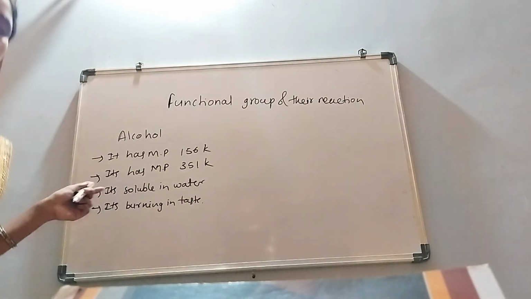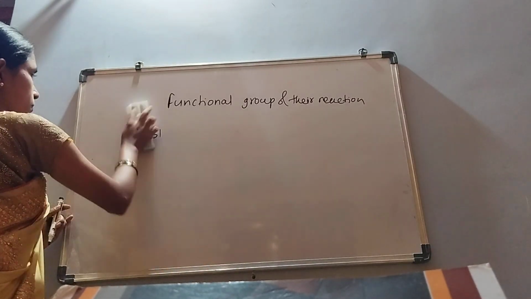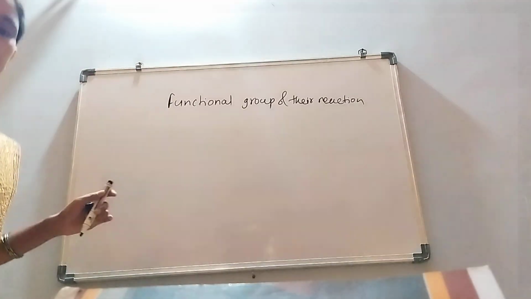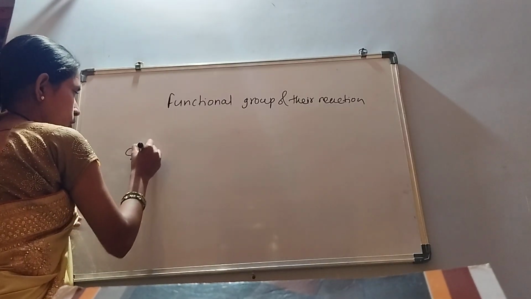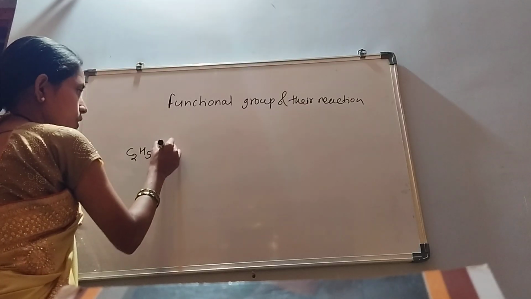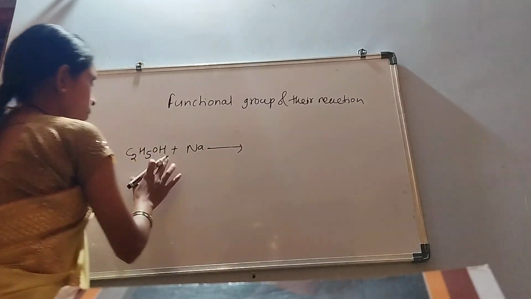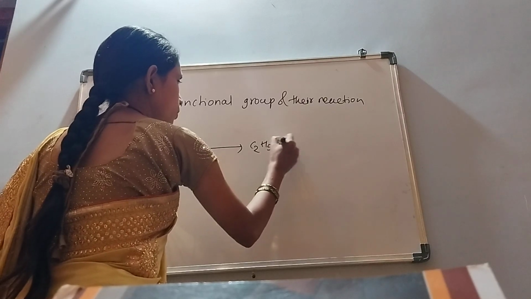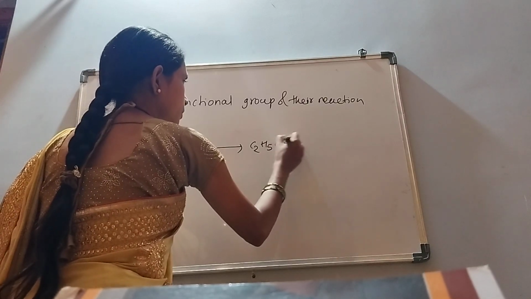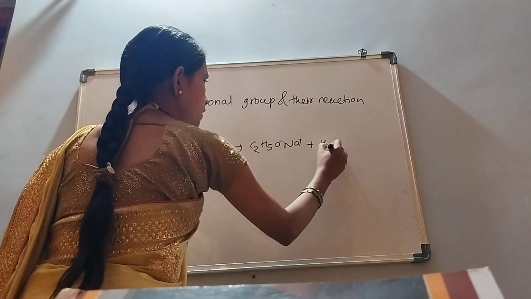Next we are going to discuss the reaction of alcohol with sodium. So ethanol, this is the ethanol formula, C2H5OH, plus sodium, and it is forming sodium ethoxide, C2H5ONa, plus H2, hydrogen is getting released.